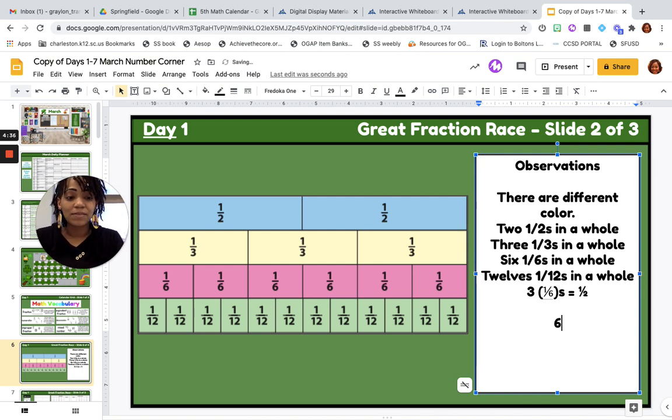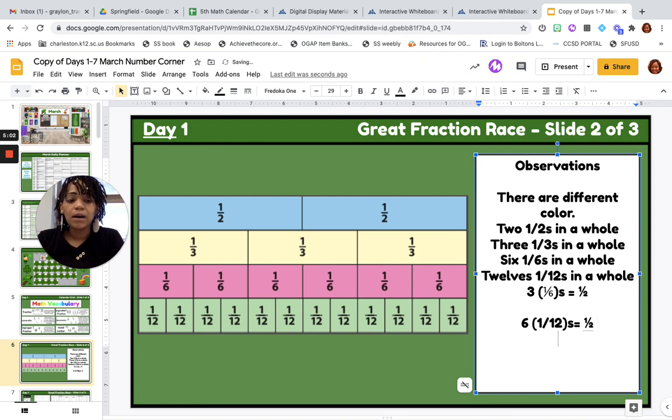Good. So I have 6 1/12, and I will put that in parentheses so y'all know it's basically me saying 6 times 1/12, or I could say 6/12 is also equivalent to a half. And we can see it because the line all matches up. See? Does a half equal any amount of thirds?